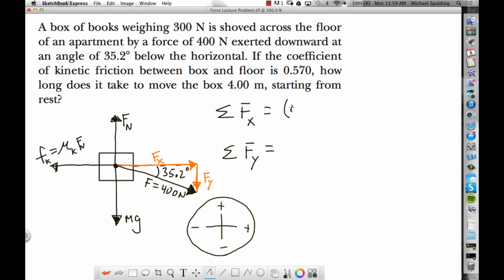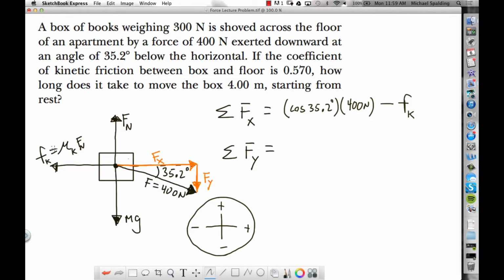You're going to go cosine 35.2 degrees times 400 newtons, right? Now what's cosine 35 times 400? That is this guy. That's the x component of the 400. All right, minus friction. Friction kinetic. It's kinetic friction here.